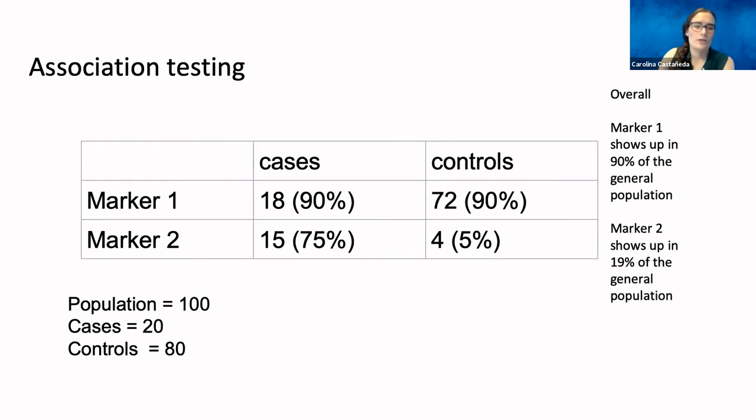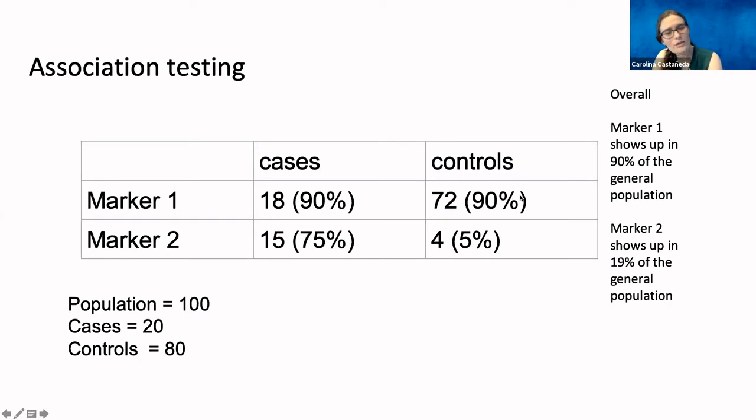And this is how you can see that marker 1 would be in only 18 cases, marker 2 would be in 15 of the cases. And then in controls, you would see marker 1 in 72 of the controls and marker 2 in 4 of the controls. So we can see that overall, marker 1 shows up in 90% of the general population, right? Both in cases and in controls. So it's harder to say that marker 1 is related to the disease.